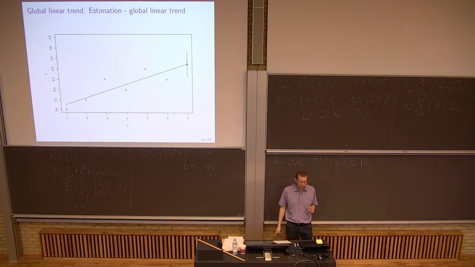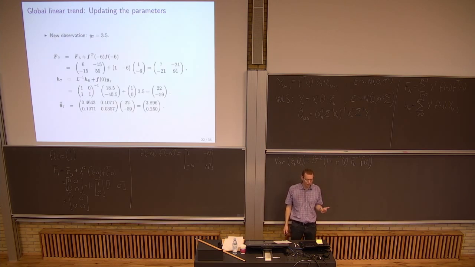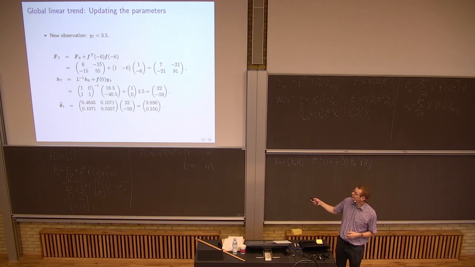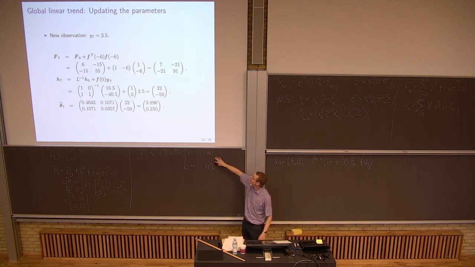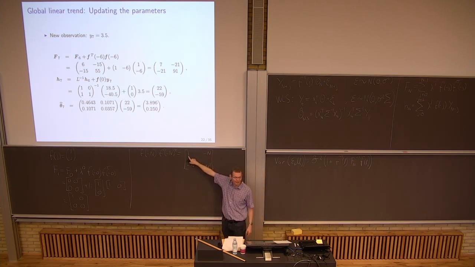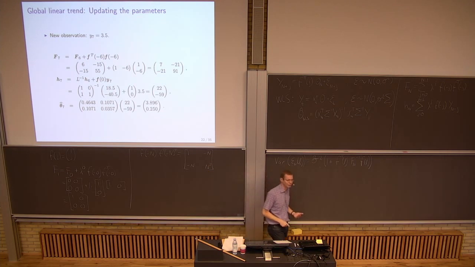Now, what happens is that we then get the next observation at time 7. We do the update of F. We can see that it has this structure. It's a sum of these. So what you have here is the sum, which is actually n. And you have the sum of the numbers from 1 to n, and the sum of n squared.